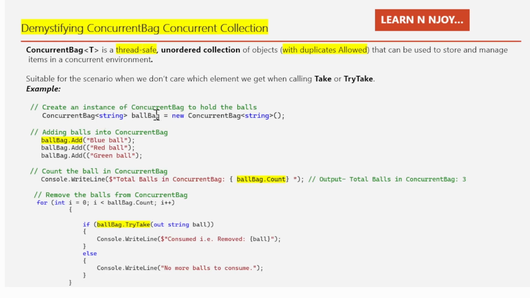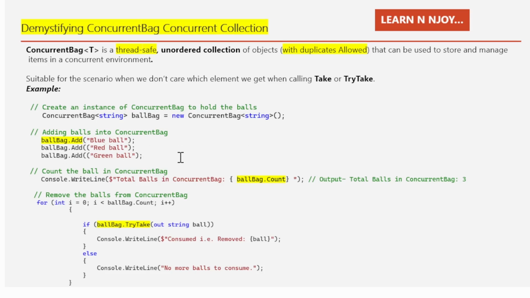Now, what I'm going to do is add balls into the ConcurrentBag. So how can we add them? We can add them with the help of the Add method of the ConcurrentBag class. That's why we have used ballBag.Add. Here I'm adding a blue ball. Similarly, I have added a red ball and a green ball one by one.